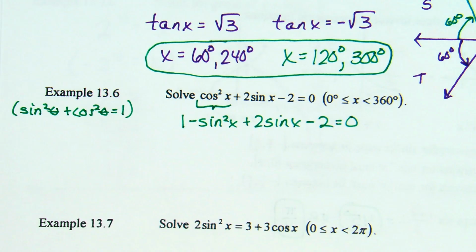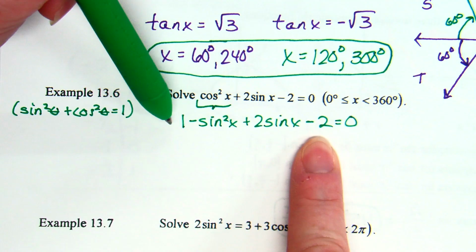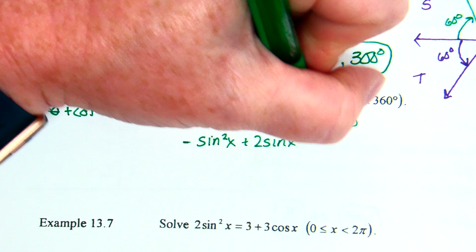How can I clean this up? Well, the first thing we could do is add the 2 over, or add the 1 and the 2 together and then add that over to the other side. Or are we trying to keep them on the same side? I'm going to keep it equal to 0, but I do want to clean up my like terms. So I'm not going to add the 2 over. Because they're already on the same side, I'm going to say what is 1 minus 2? Negative 1. So negative sine squared x plus 2 sine x minus 1.